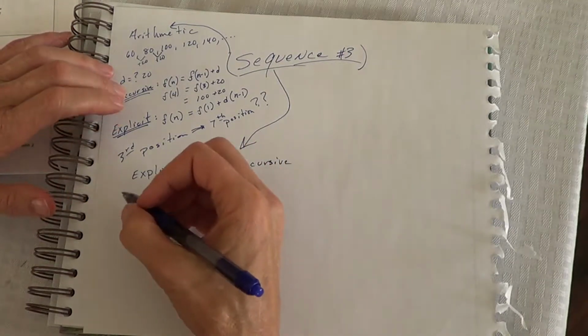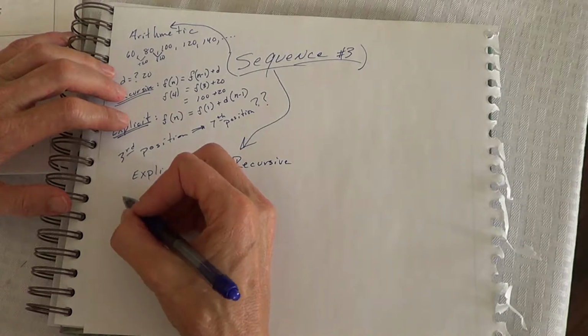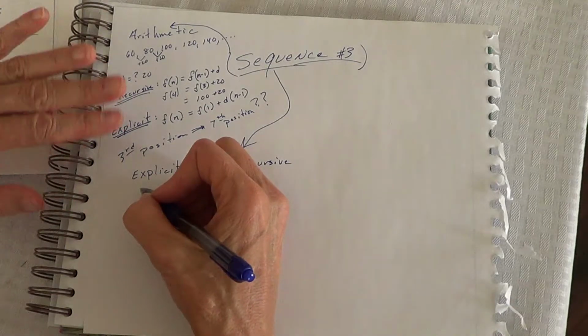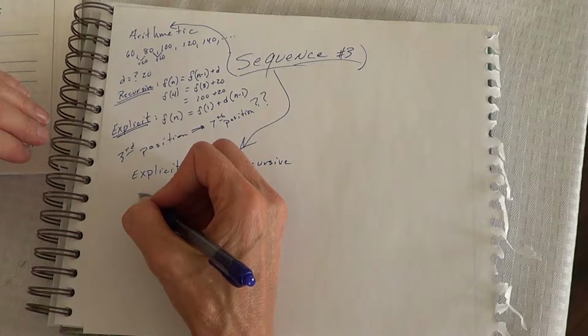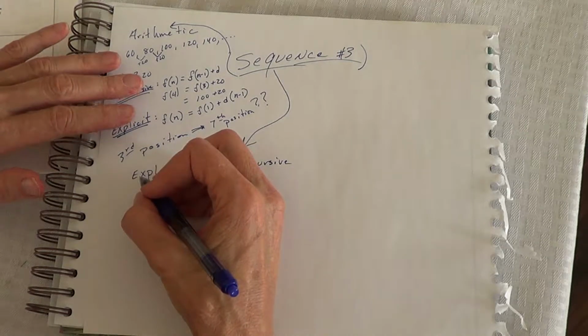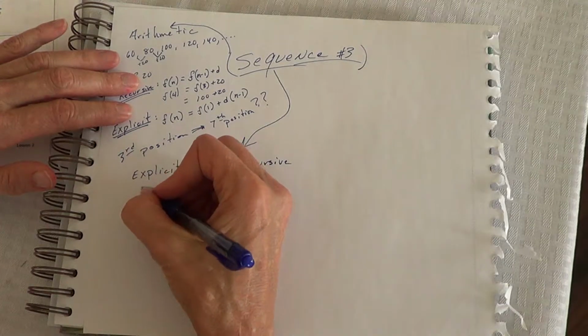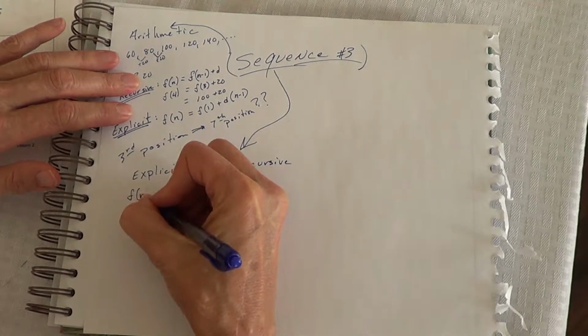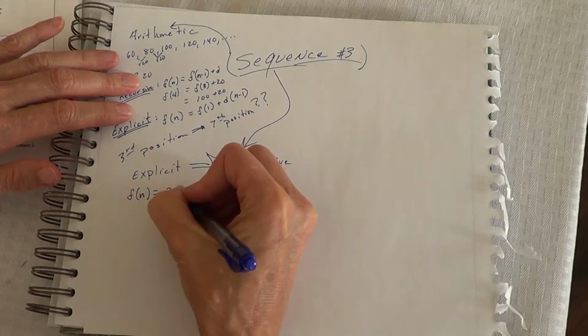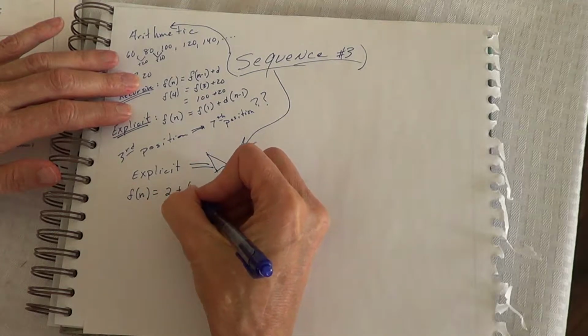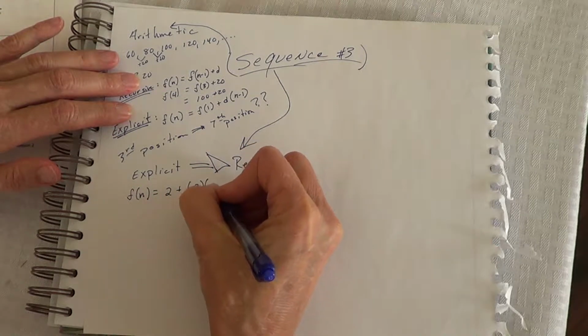Okay, so let me just give you an example of this. Let's say that I don't want to use that one because I want you completely unaware of what this might be. Looking in my notes, here's my explicit formula. F of n equals 2 plus -3 times n minus 1.